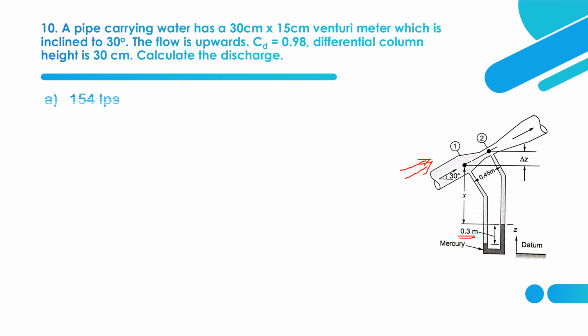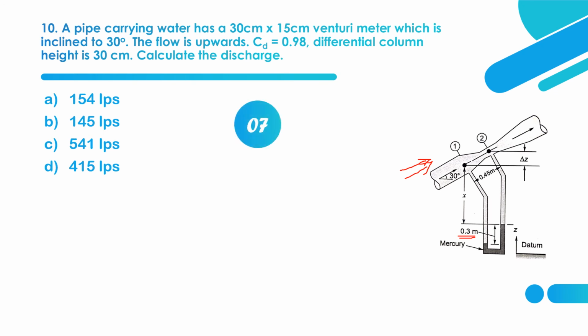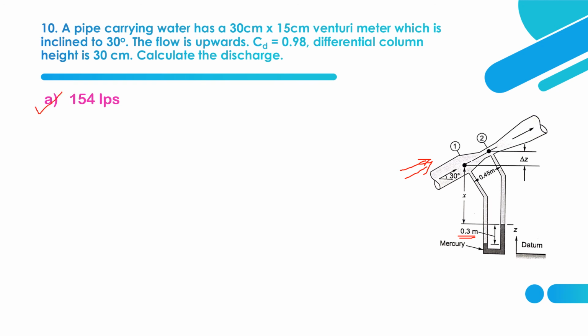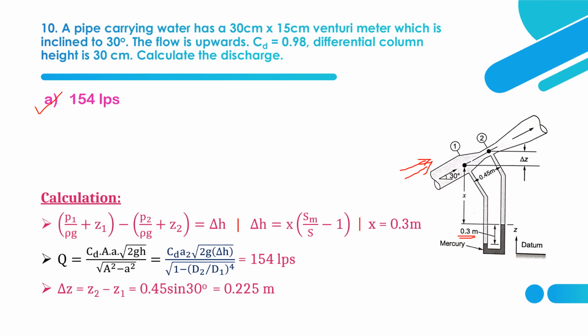Calculate the discharge. A simple calculation based on the Venturimeter discharge formula. There is nothing to do with inclination. We just have to calculate the discharge using the discharge formula for Venturimeter that we have already seen in one of the previous questions. So the answer is option A, 154 liters per second. Now let's see how it is calculated.